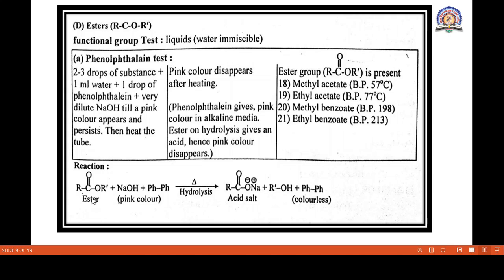This is the ester containing compound. NaOH is added, then hydrolysis occurs and acid salts are formed, and this forms a colorless solution, meaning the pink color disappears. So this is the test for the esters.